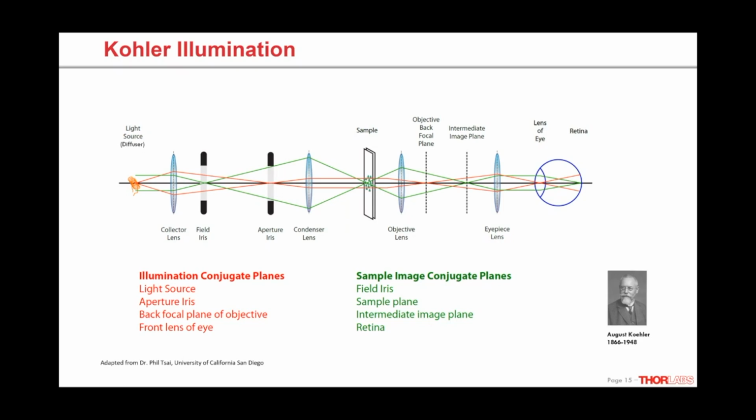This illumination light then focuses on the objective back focal plane and, importantly, is not focused upon the retina of the eye, showing that the light source is not imaged by the eye.